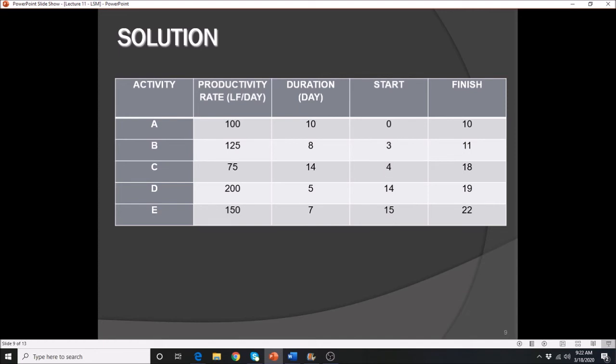However, when we add the start 13 plus 5, it will end on the 18th, which will intersect your activity C. That's the reason why we move the finish date to the 19th day. So 19 minus 5, that gives you 14. And that gets rid of any intersection between those two activities. Let's go to activity E.